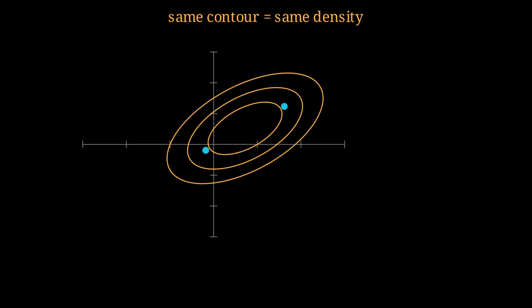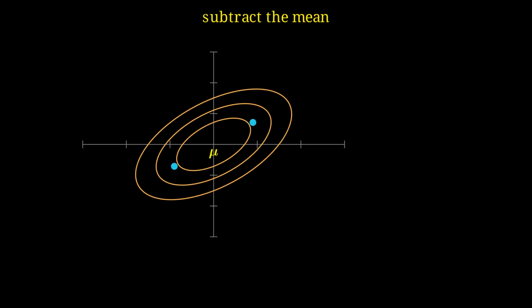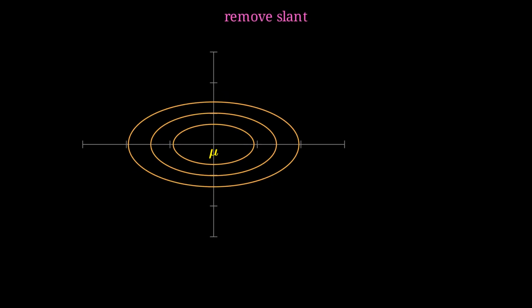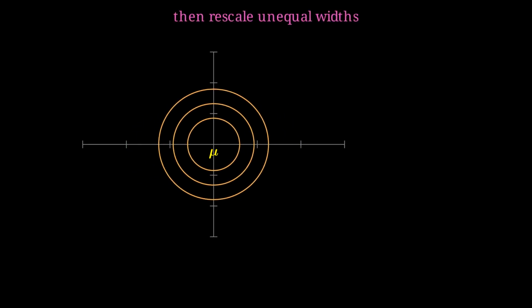First, remove the mean. Translate the cloud until its mean sits at the origin. This does not change the shape of the cloud. It changes the reference point from the page's origin to the distribution center. Now correct the shape. First, remove the slant, then rescale the unequal widths. Hold each operation long enough to compare the before and after pictures.